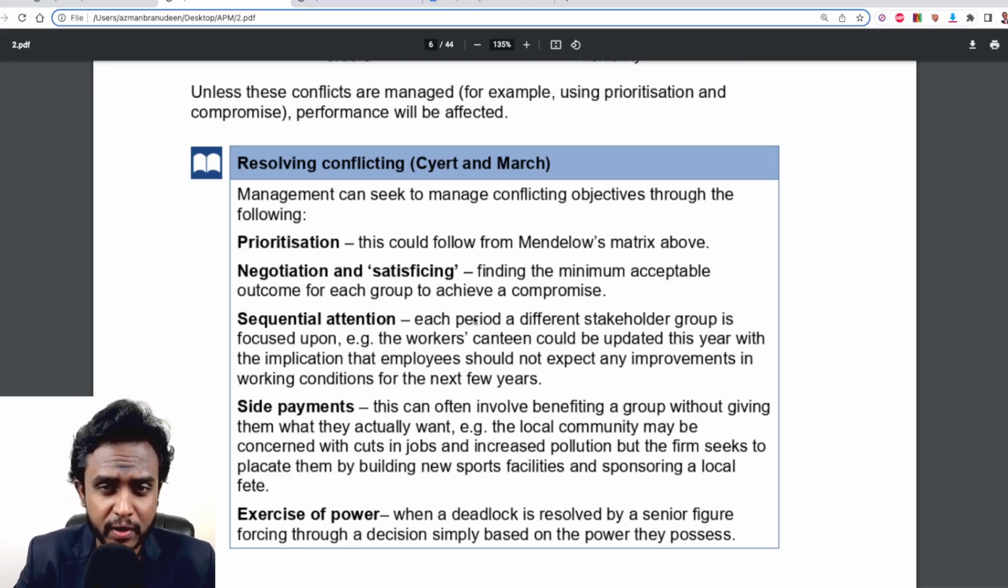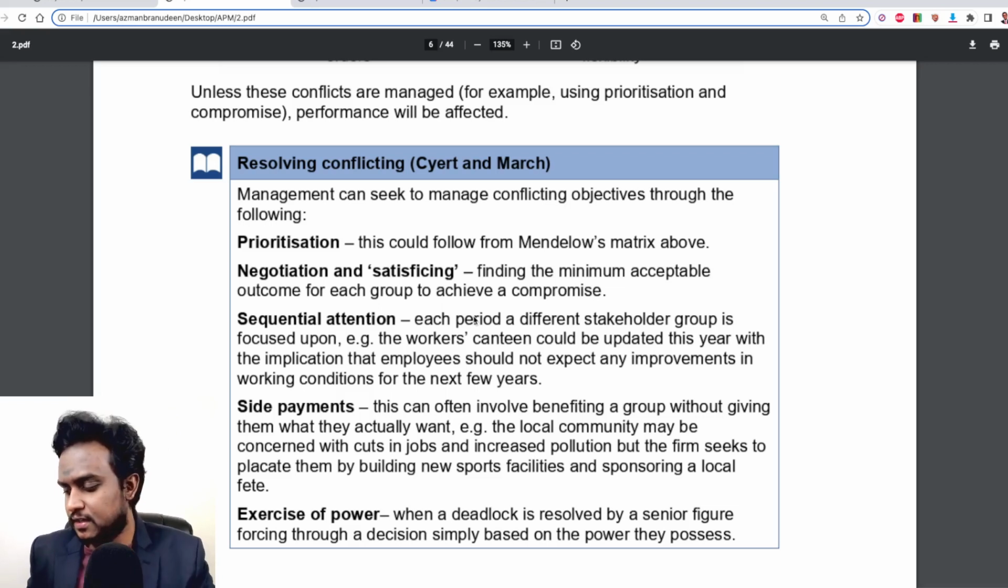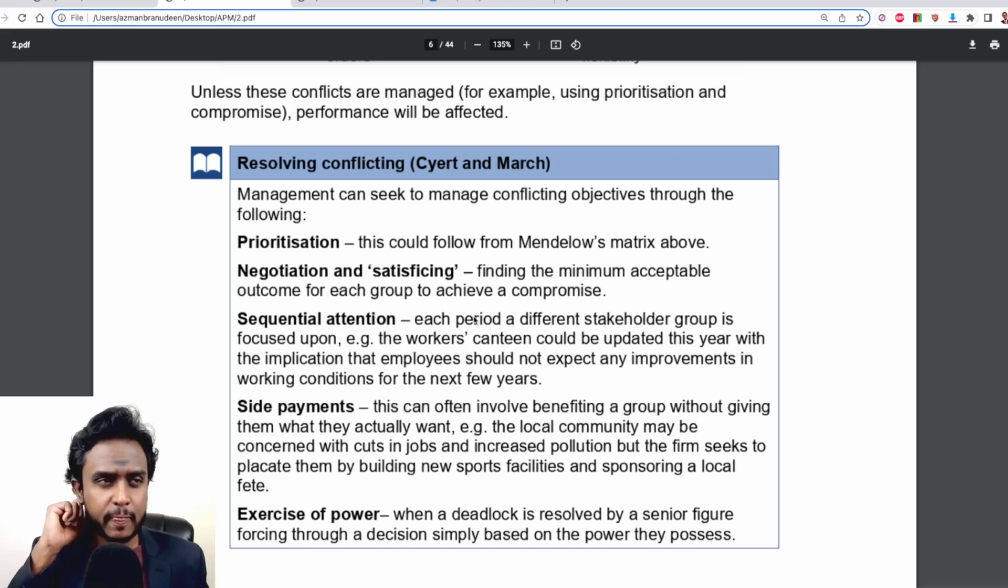If you're going to prioritize, then you can use communication as a good tool to keep it diplomatic. Negotiation and satisficing is basically finding the minimum acceptable outcome for everyone, or for as many as possible. Sequential attention is necessarily giving some of your attention here, some there, some there. So you don't address any issue in full. You keep giving attention to everyone sequentially.